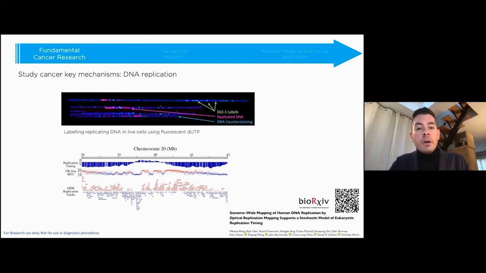And this can be done by incorporating fluorescent nucleotides in live cells to label replicating DNA on top of the DLE-1 labeling pattern that we apply on the genome, and this to map replication fork progression genome-wide. And here, this has been used to measure the replication timing on chromosome 20, as you can see in this figure.